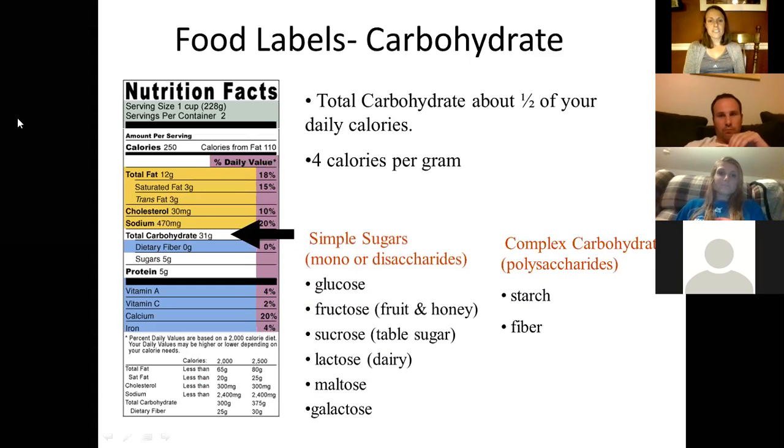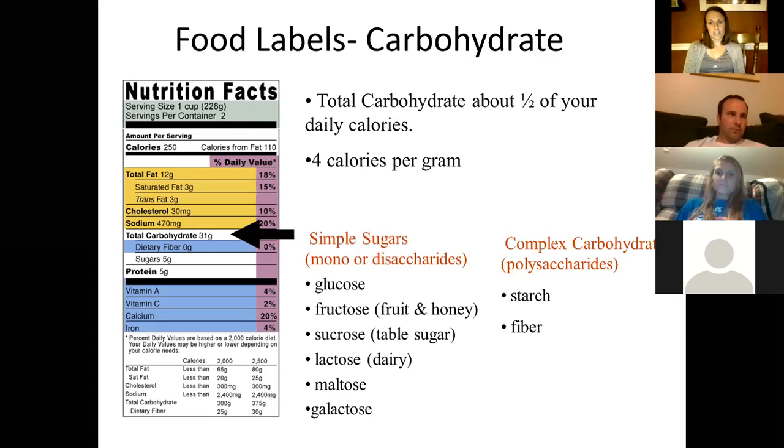We have some different types of carbohydrates in our food. We have simple sugars, which are also called mono and disaccharides. Those are glucose, fructose, which is found in fruit and honey, sucrose, which is table sugar, lactose, which is milk sugar, and maltose and galactose, which aren't typically found alone in food.